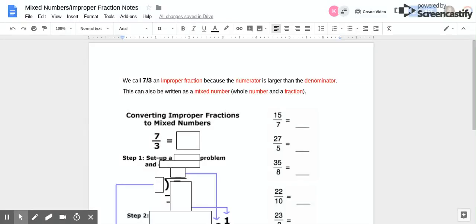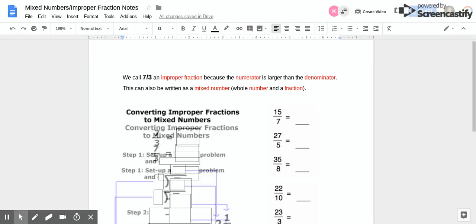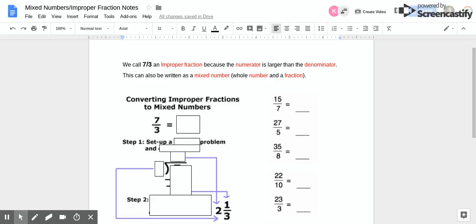Notes are over how to make improper fractions into mixed numbers and then how to make mixed numbers into improper fractions. So the first thing you're going to need to do is fill in the blanks on the top, and I have it in red writing.